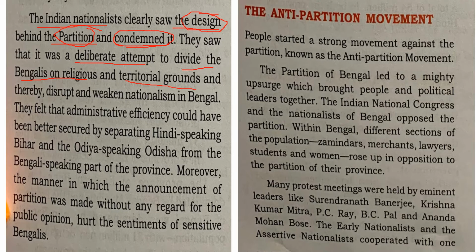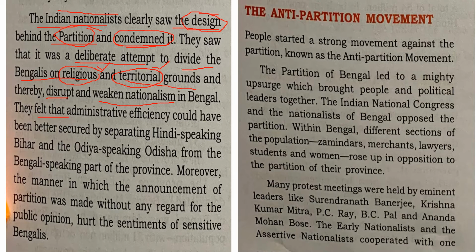Indian nationalists observed that the British had deliberately divided the strong Bengalis, because Bengalis were religiously together, the Hindus and Muslims were living together, and the territory was also a very big one. So these two factors looked to the British like strong factors for Bengal to remain very strong. So to disrupt and weaken nationalism in Bengal, they divided it. This idea was fixed among the Indian nationalists.